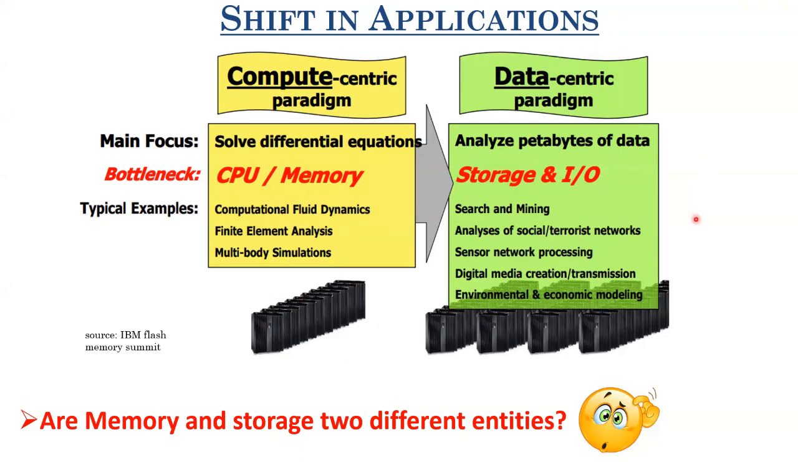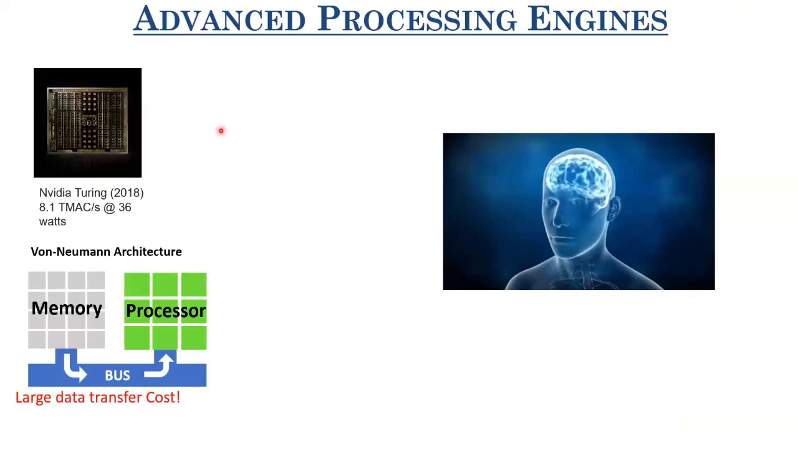So now let us look at some of the advanced computing engines. The first advanced processing engine that you must be aware of is a GPU, or graphics processing unit, right? So whether it is a CPU or a GPU, the inherent architecture is still von Neumann architecture. That is, memory and processor are two separate blocks. And the moment you have to process anything, you have to fetch the data from memory. And this data transfer from memory to the processor is not only energy hungry, but it also adds to a delay.